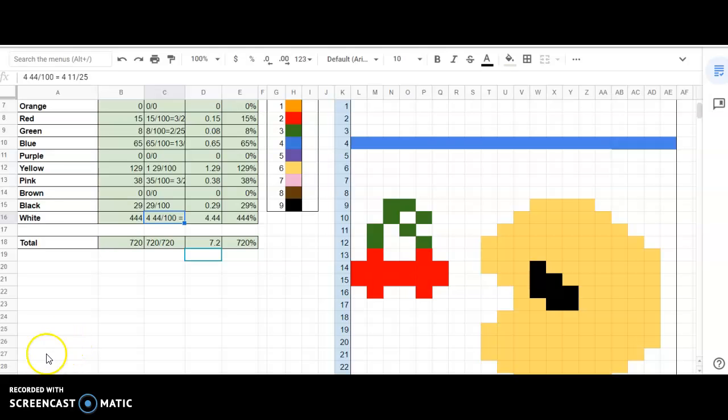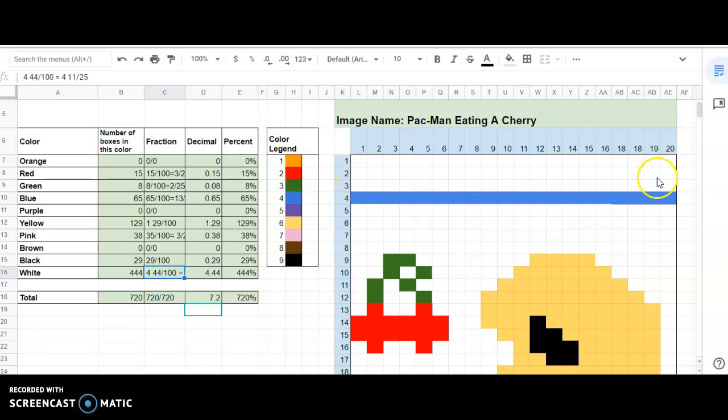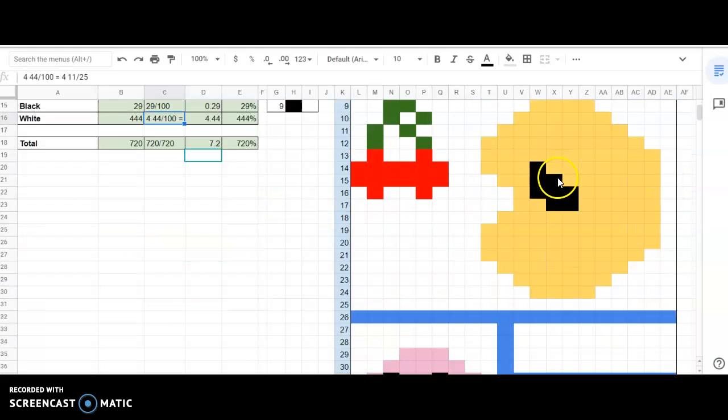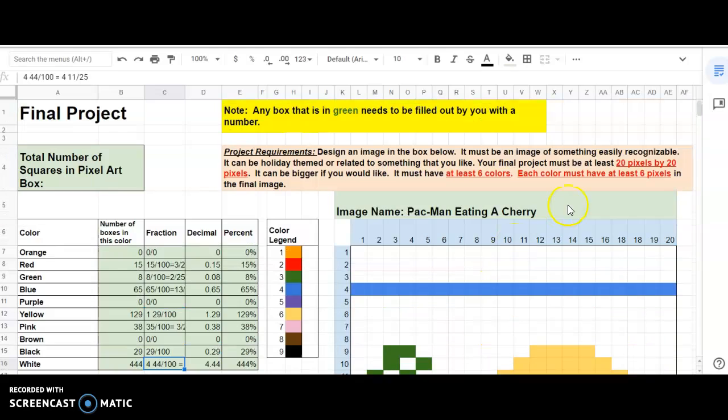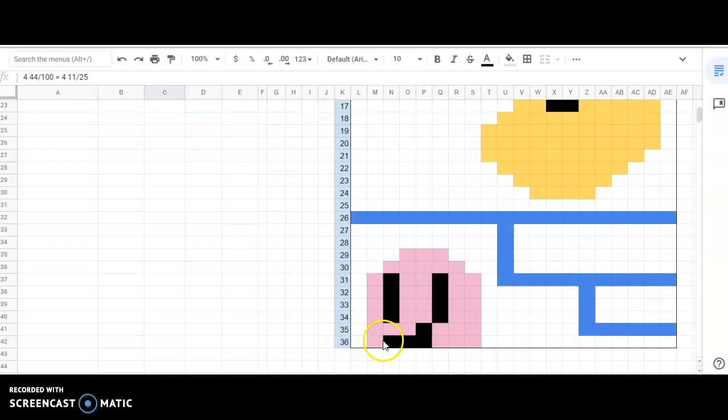All right, so in this video, I'm going to be explaining a common error that a lot of students are making on the final project. And that part is about the total number of pixels and also creating fractions. So in this project, this was created by a student. This student is using a box that is 20 pixels by 36 pixels.